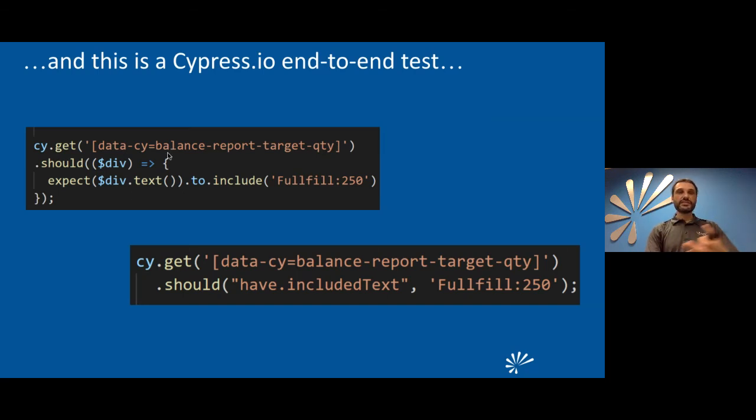Once I have that, and this is the other problem. As I started learning Cypress and, oh, this is how you write that kind of stuff, I had to keep going back and say, oh, how do we write that again? Oh, yes, it receives the div, it goes into a block, and then I use the expect. It was too much for me to remember, right?